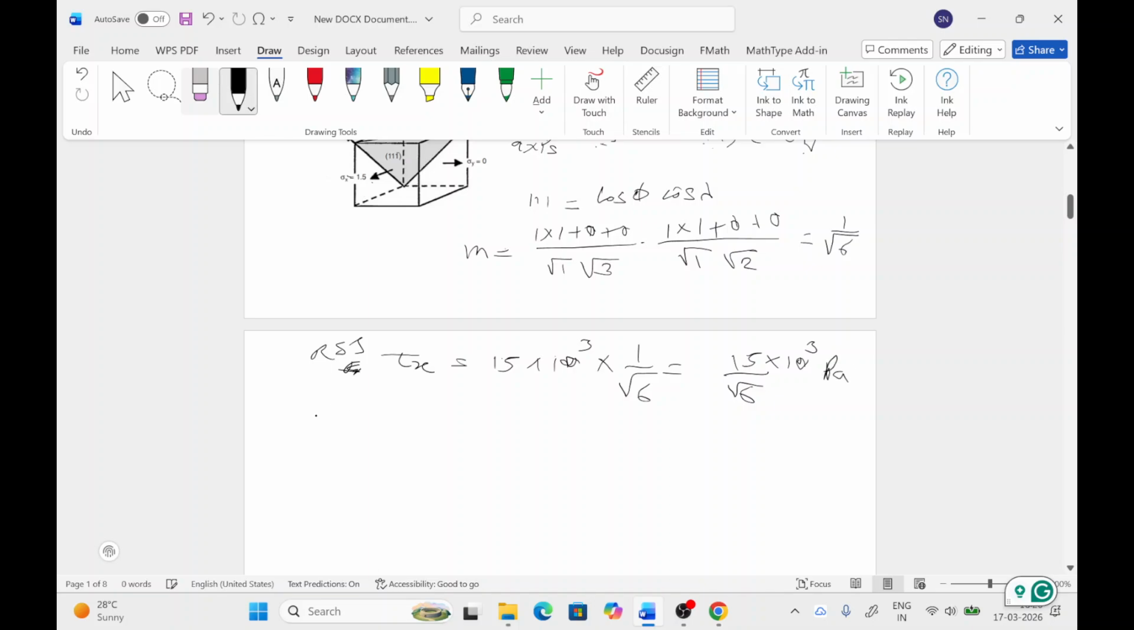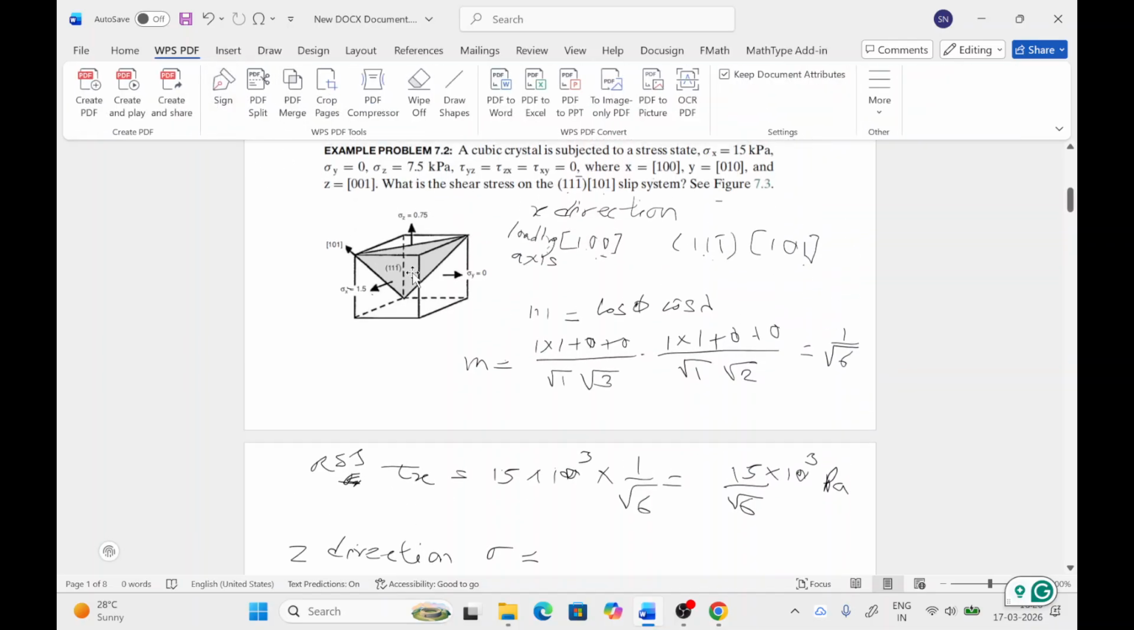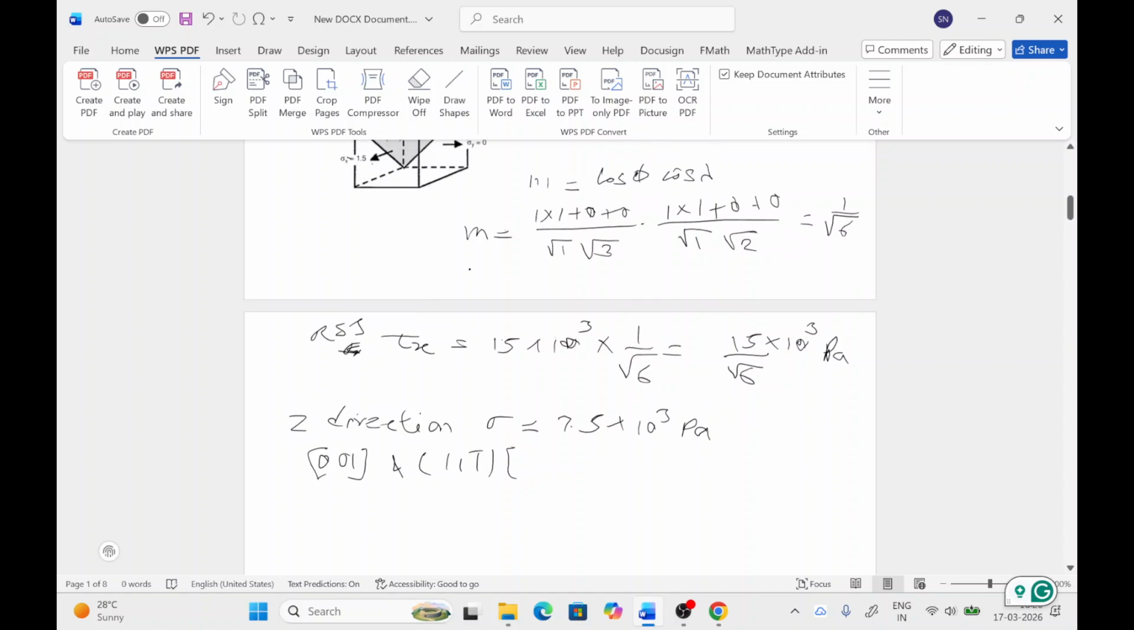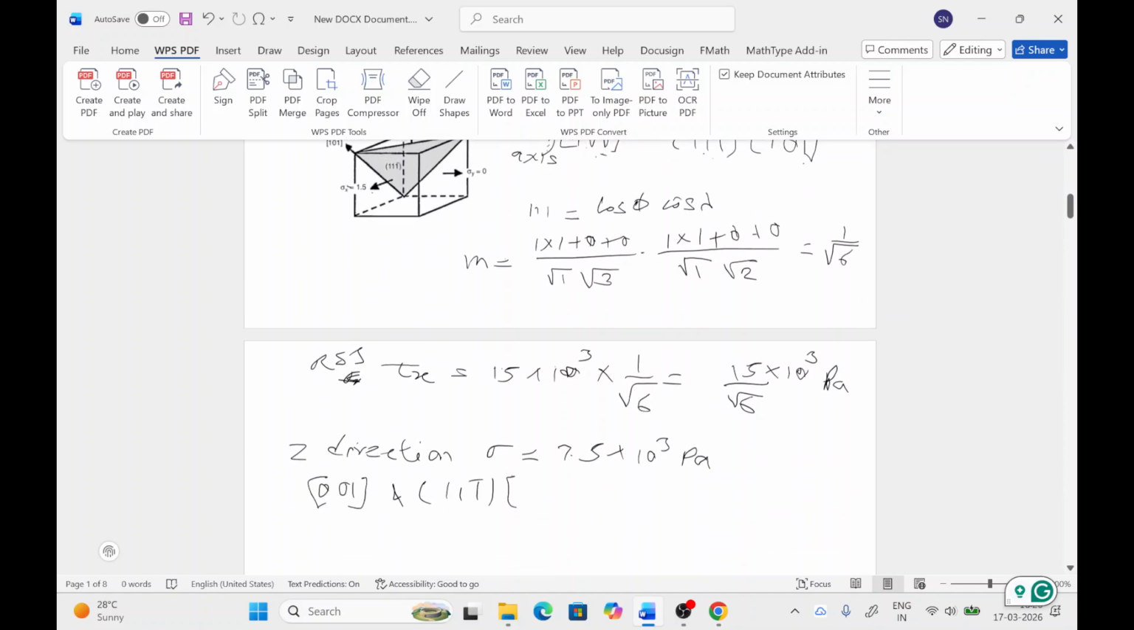And for the z direction, we have a stress of 7.5 kPa, and the loading direction is 001. The slip plane is 11 bar 1 and the slip direction is 101.